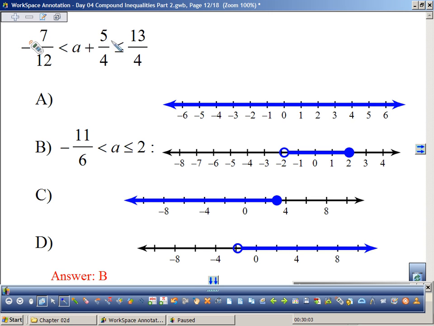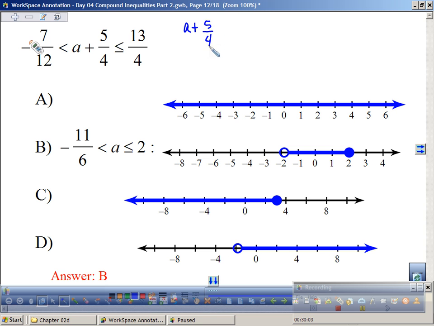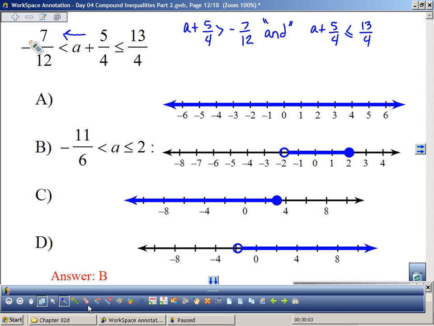Okay. So I've got a plus 5/4 is going in this direction, greater than negative 7/12, and a plus 5/4 is less than or equal to 13/4. Okay, how'd you guys get rid of the fraction? Multiply by 12.